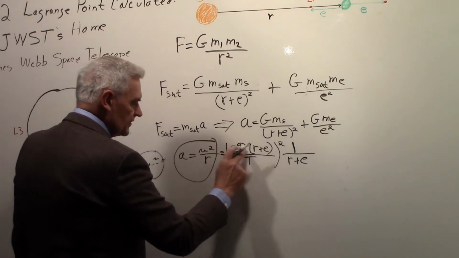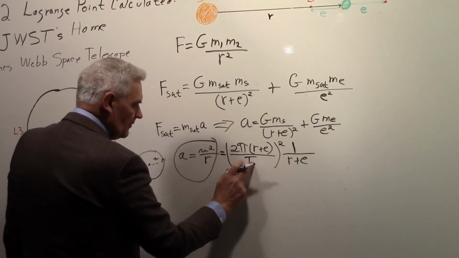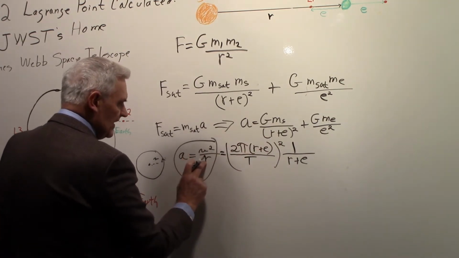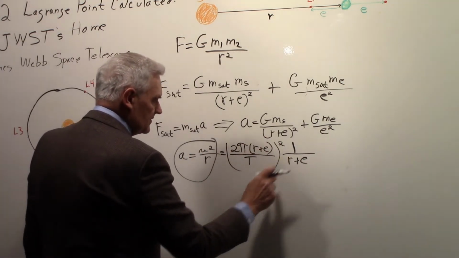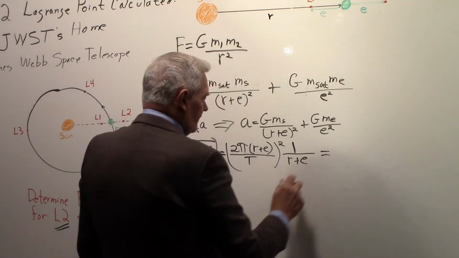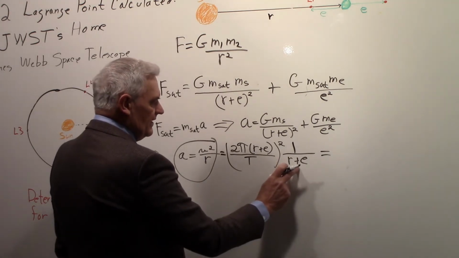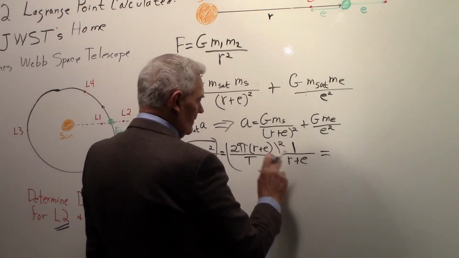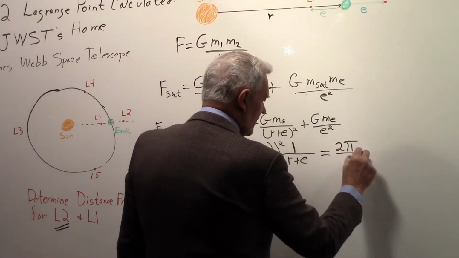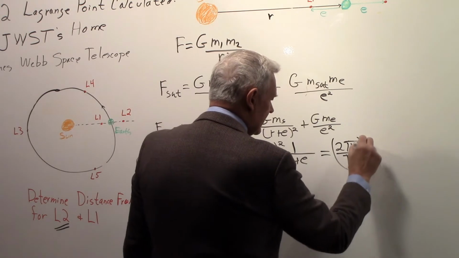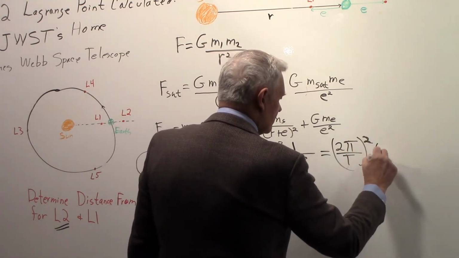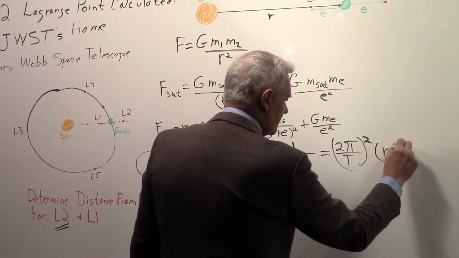We'll have the circumference divided by the period gives us the velocity. We square the velocity, and we divide that by the distance, and in this case, the distance is R plus E. So if we simplify this, we have an R plus E here and an R plus E squared, so that'll cancel out. So we'll write it this way. We'll show it as 2 pi over T, that quantity squared, times R plus E.